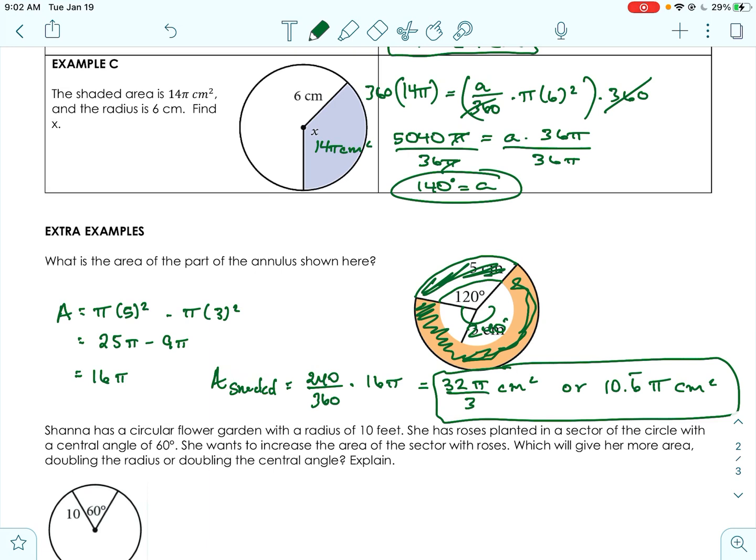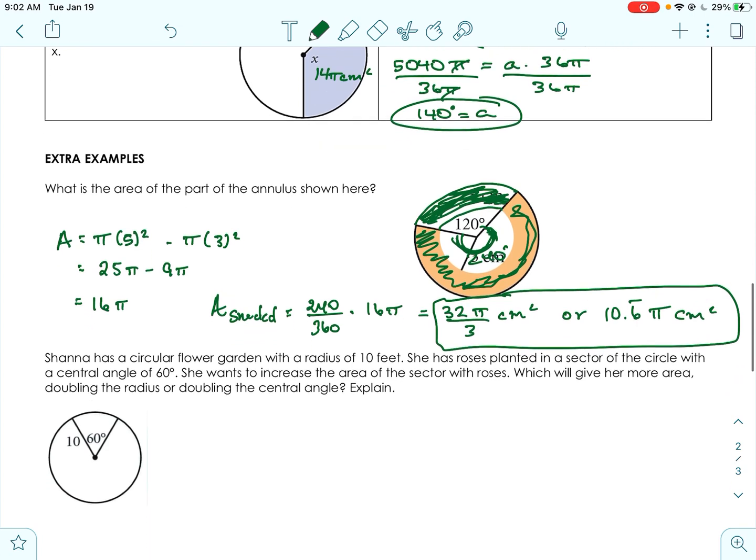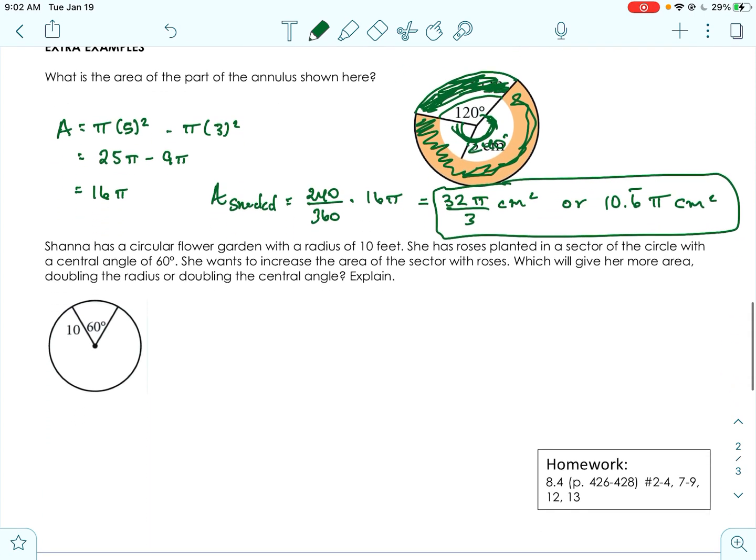Okay, so again, what we did there is we found the area of the whole annulus that we would have had, and then we multiplied it by the amount that we wanted to know, which is 240 over 360. The final example says Shayna has a circular flower garden with a radius of 10 feet. She has roses planted in a sector of the circle with a central angle of 60 degrees. She wants to increase the area of the sector with roses. Which will give her more area, doubling the radius or doubling the central angle?